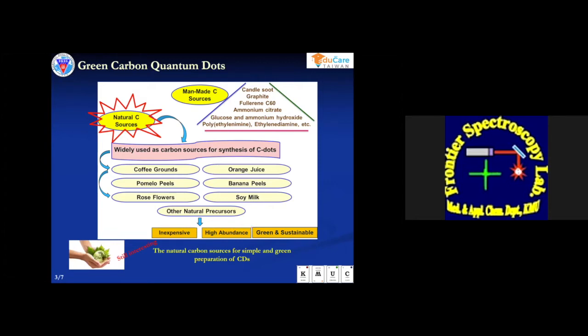And there are many different ways to produce carbon quantum dots. For example, in my lab, we use the microwave oven or the hydrothermal method to produce the carbon quantum dots. As for the green carbon quantum dots, according to the literature, there are many green resources such as coffee grounds, orange juice, banana peels, or pomelo peels, and many green resources have been reported, which means the waste can be recycled. That's the reason I call it a green and sustainable material.